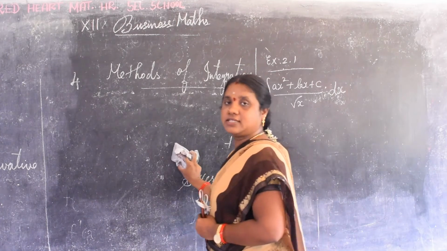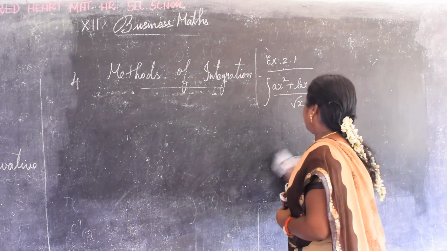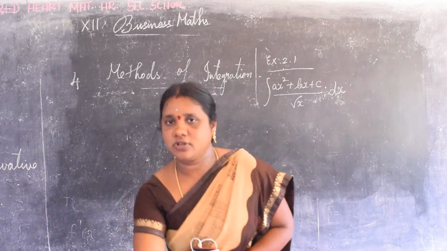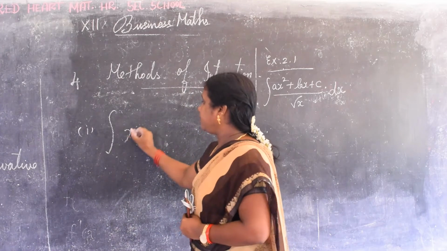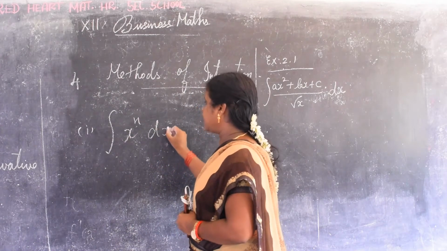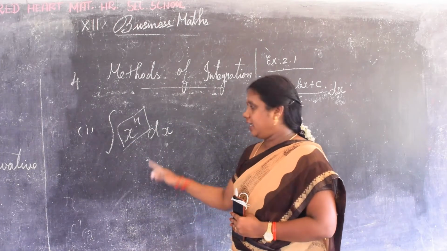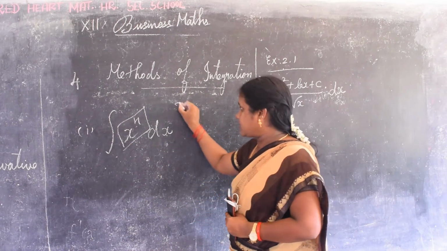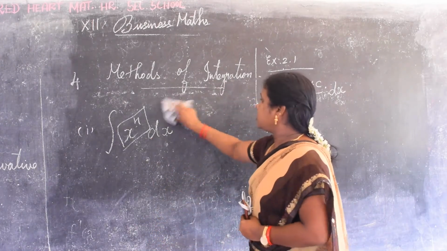Now, in our first exercise, we are going to do the integration by decomposition method. In that, 2 results are given in your textbook. See here. Our first result is integral x power n dx. X power n is our integrand part. Here our variable is x. With respect to x, you have to integrate.